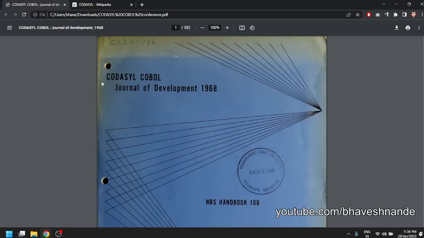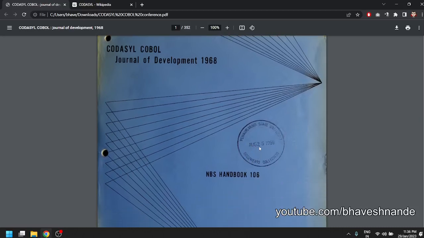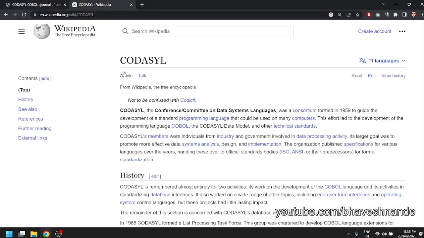So let us begin. The book is CODASYL COBOL, Journey of Development 1968, and it has a stamp of August to May 1969. Okay, so now what is CODASYL? I have a Wikipedia page open. Let us go through this as well.